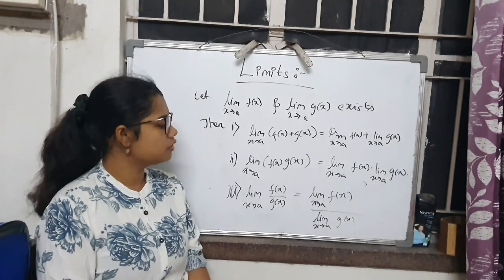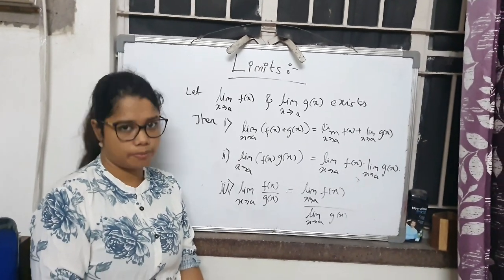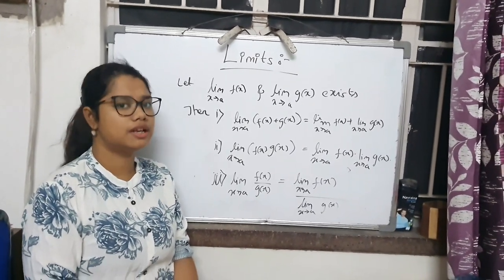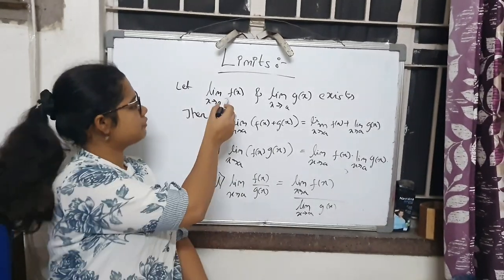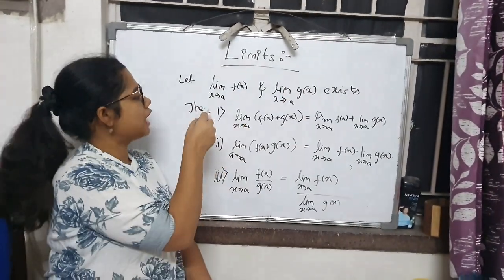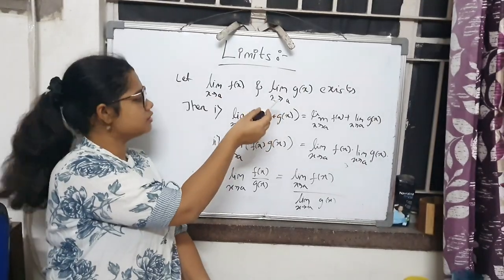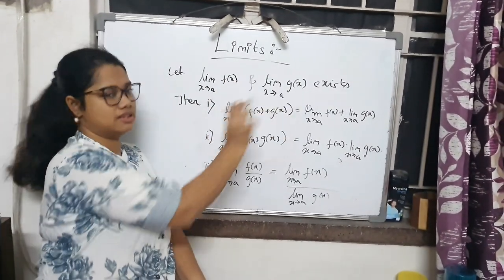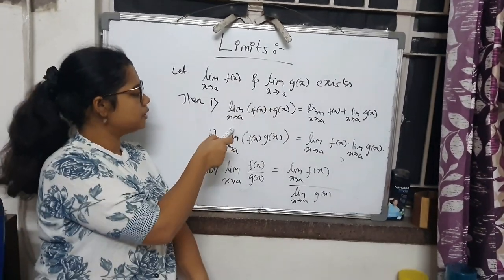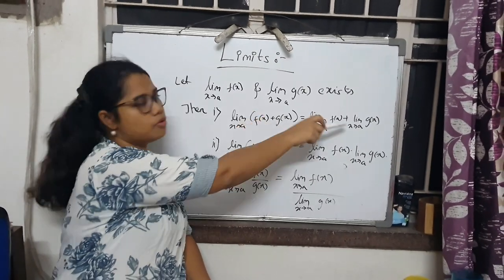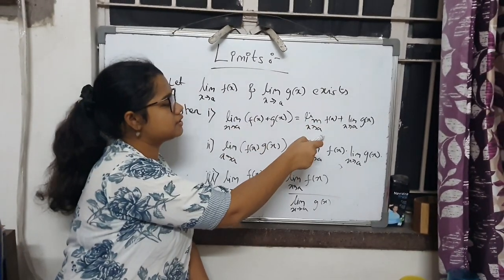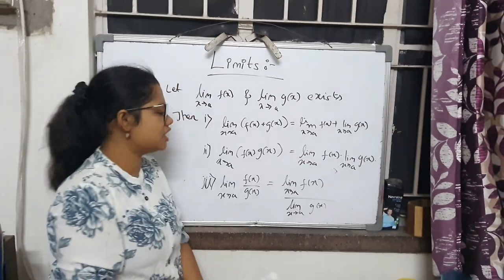Next we are going to talk about certain algebraic operations that we perform with limits. For example, we have two functions f of x and g of x, and at the point a, suppose the limits of both the functions exist. Then the limit of the summation f x plus g x can be broken down individually, as limit x tends to a of f x plus limit x tends to a of g x.